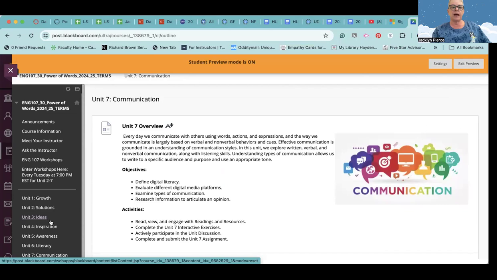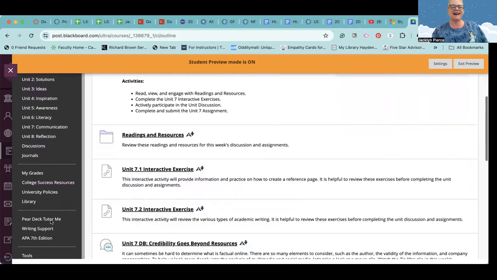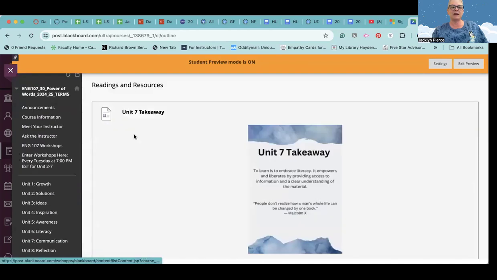We're going to be looking at different digital media platforms, examining different types of communications, and researching information to support an opinion. Essentially, that's what you're doing when you are writing a research paper. You are researching things to support your own take on something. Again, we've talked a little bit about how the word opinion sometimes gets a bad rap. It's not necessarily a bad thing. So let's take a look at this week's readings and resources.